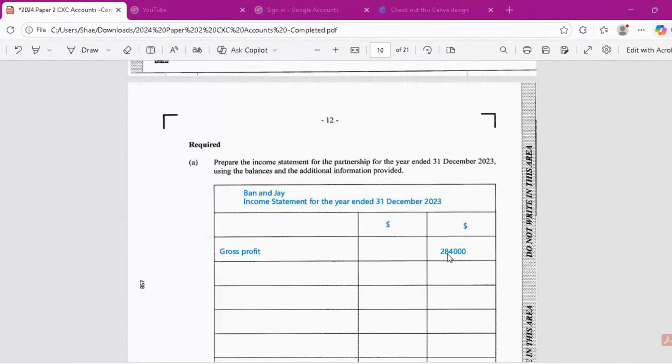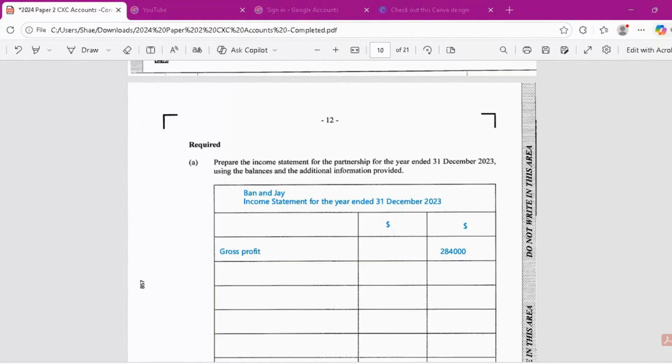So the first thing that you should do is to label the table. So it's the name of the company that you are making the financial statement for, which is P&G, and you need to also put the date. So the income statement for the year ended the 31st of December 2023. All right. Then the next thing is that you're going to put in your gross profit, because remember, they did the rest of the income statement for you.